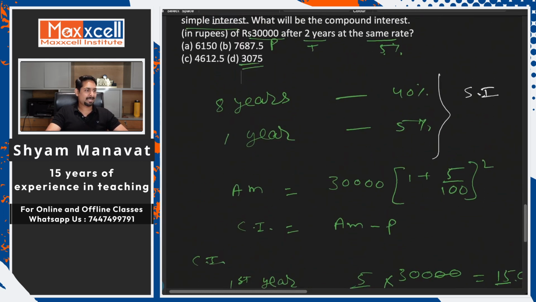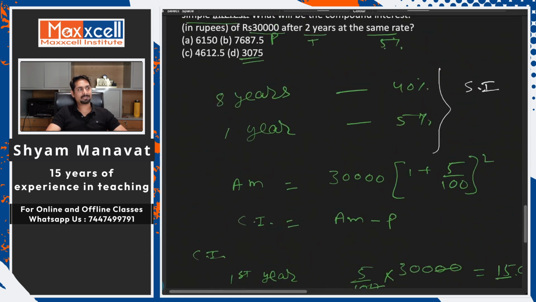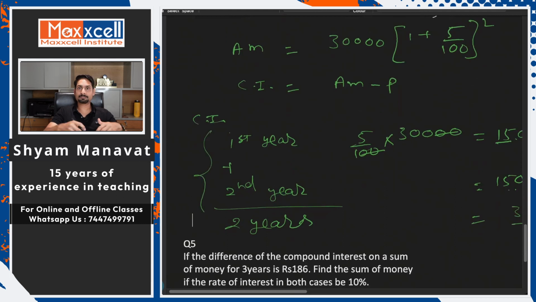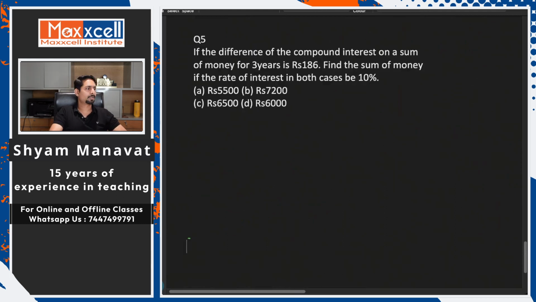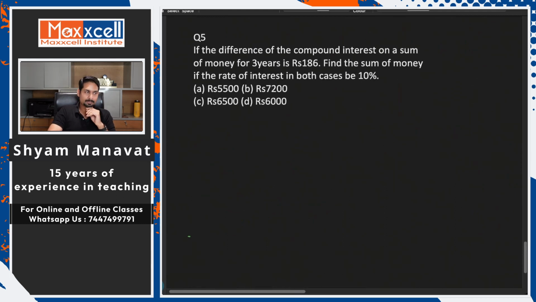Yes. We could do it for 2 years, but had it been for 3 years, this method would take longer. Okay. The question says, if the difference of the compound interest on a sum of money, which we don't know, for 3 years, time is given, is 186, that's the difference. Find the sum if the rate of interest is 10%.